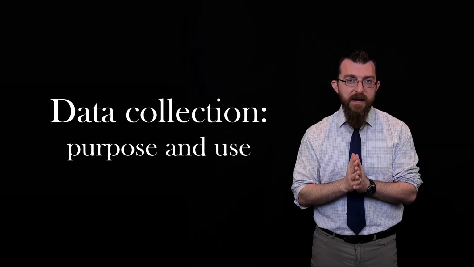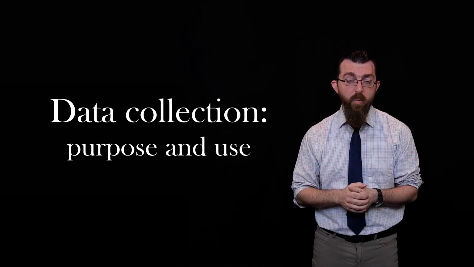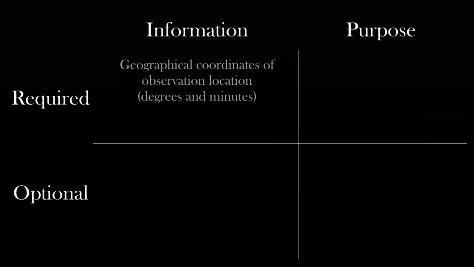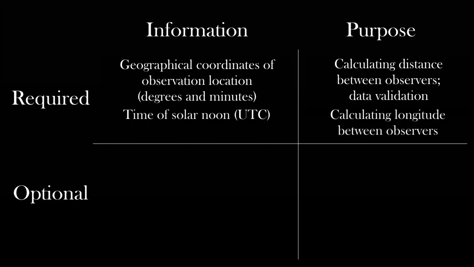Okay, the last thing that I need to discuss is the information that you will need to provide in order to participate and what I'll be using that data for. First, please use Google Earth or a similar GPS service to find the precise geographical coordinates of where you made your observation. Please make that precise to the minute or 60th of a degree. This is necessary to calculate distance between observers, but it's also a form of data validation because it will help us to diagnose error if your solar azimuth angle is substantially different from your latitude. Second, please note the time of solar noon because we need that to calculate longitude between observers.